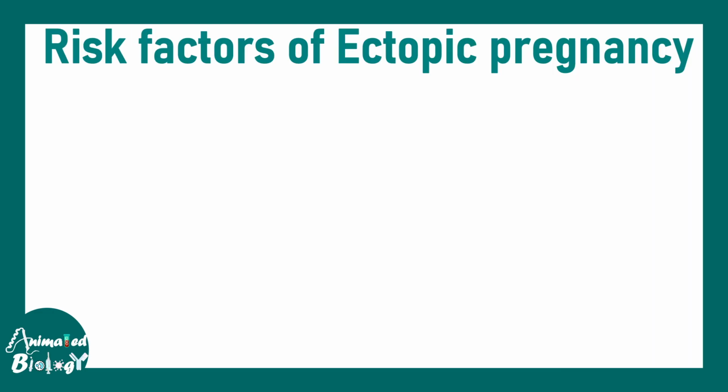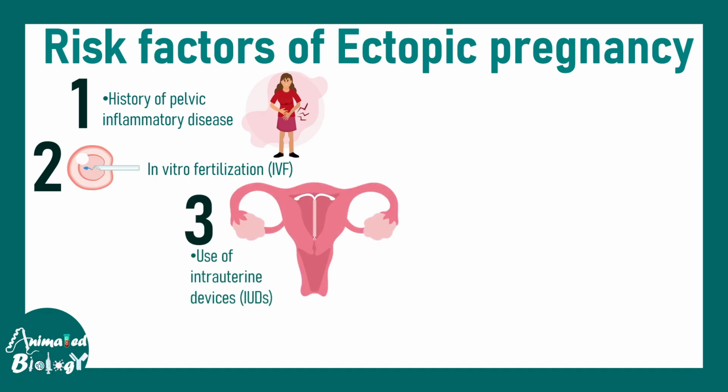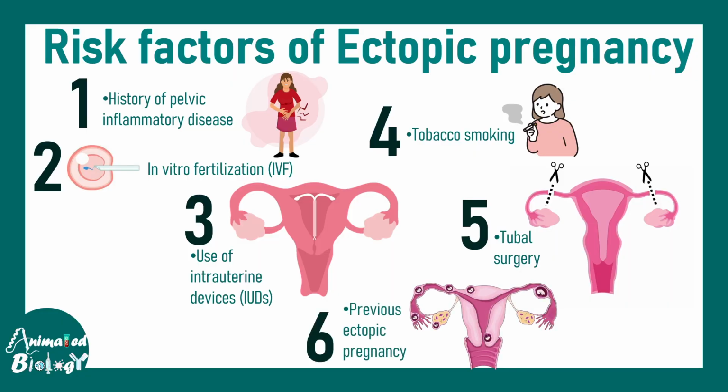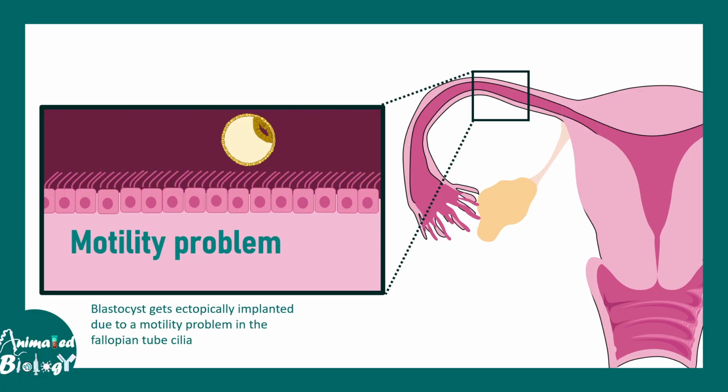There are a couple of risk factors that can really increase the risk of ectopic pregnancy. One of the most prevalent is a history of pelvic inflammatory disease, in vitro fertilization, use of intrauterine devices, tobacco smoking, tubal surgery, or sometimes a previous history of ectopic pregnancy. All these can account for ectopic pregnancy. Now in ectopic pregnancy, the blastocyst implantation happens in an awkward location, right? But what's the big deal about it? Remember, when the blastocyst is implanted, it leads to the establishment of a blood connection.